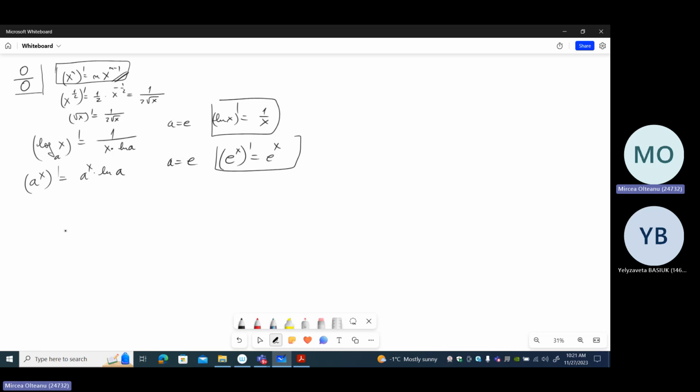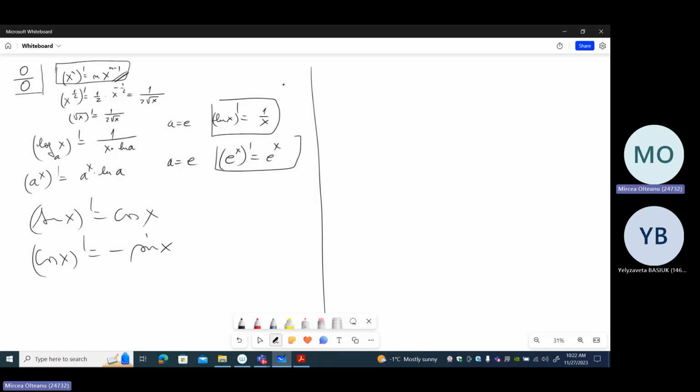Other useful formulas. The trigonometric function sine of x derivative is cosine. Cosine of x derivative is minus sine of x. Now, most books of calculus have a table of usual derivatives. We can add to this one.